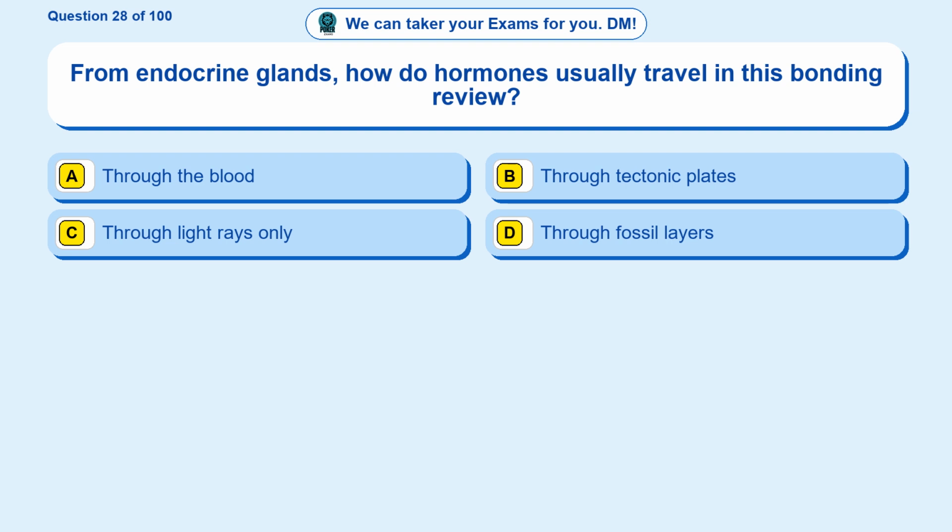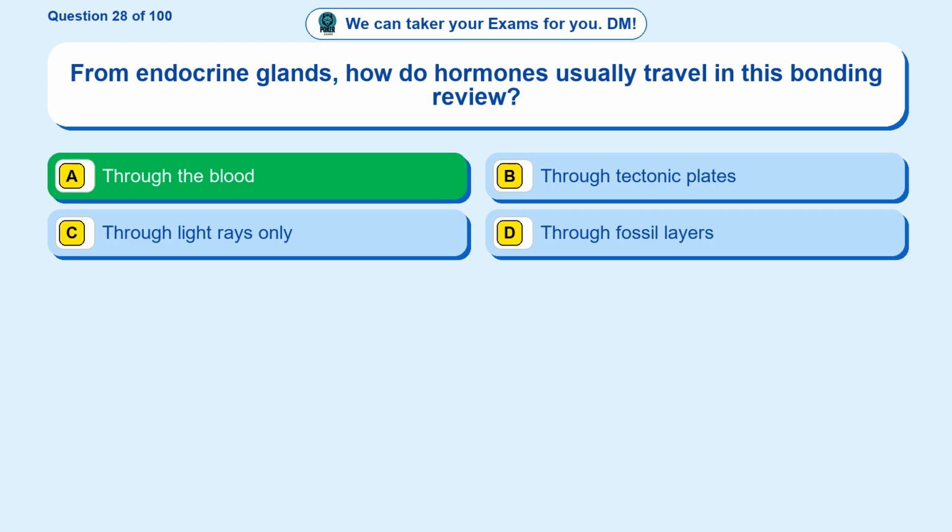Question 28. From endocrine glands, how do hormones usually travel in this bonding review? Option A. Through the blood. Option B. Through tectonic plates. Option C. Through light rays only. Option D. Through fossil layers. The correct answer is option A.